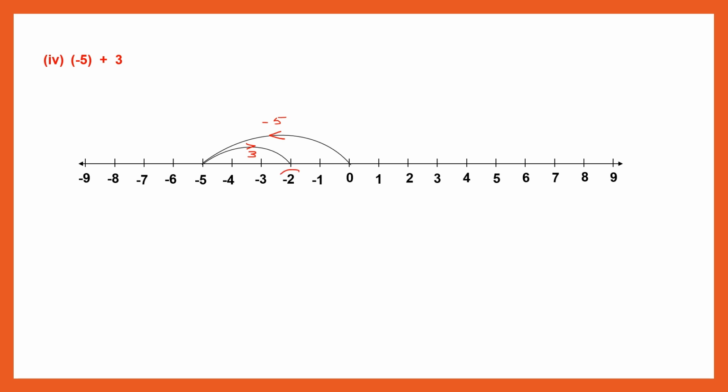And what's our answer? Negative 2. So let's write out our answer. Negative 5 plus 3 is equal to negative 2, which is our answer.